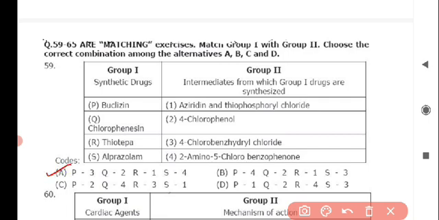which shows that buclizine is with option 3, that is 4-chloro-benzhydryl chloride. Chlorphenicin is with chlorophenol. Thiotepa is with aziridine and thiophosphoryl, and alprazolam is with 2-amino-5-chlorobenzophenone.